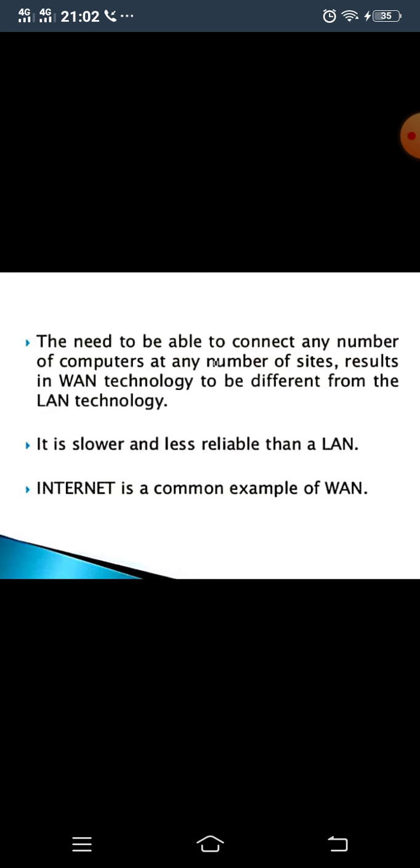They need to be able to connect any number of computers at any number of sites, which results in WAN technology being different from LAN technology. Many computers are connected and a number of persons are using the same network, so it is a bit slower and less reliable than a LAN. The internet is an example of WAN. The Wi-Fi or internet, you can say, is an example of WAN.